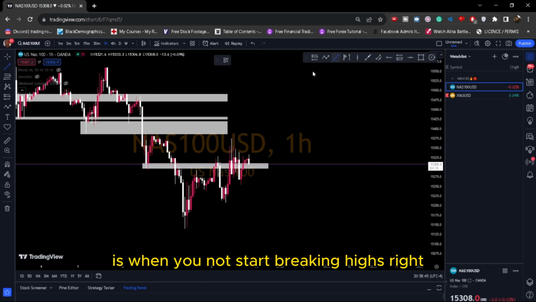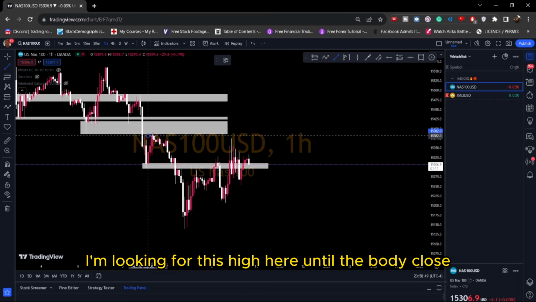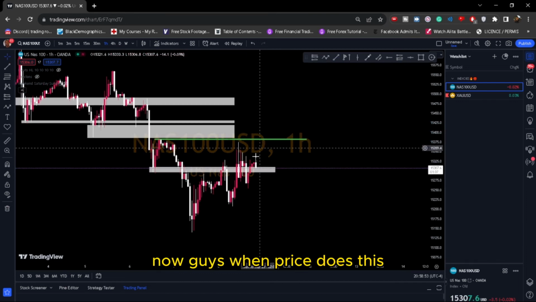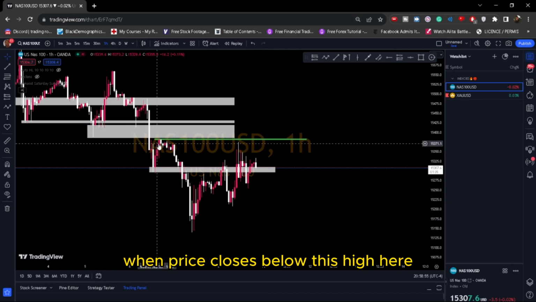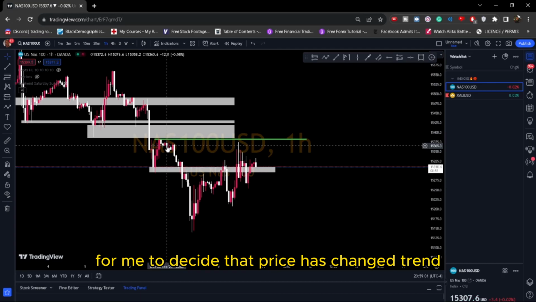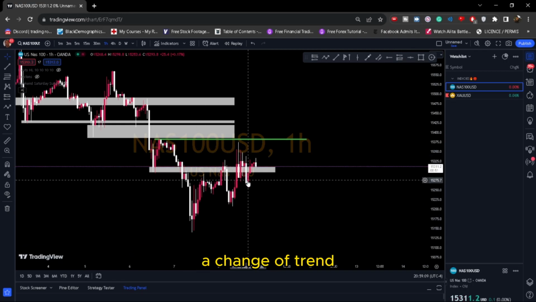it's when it starts breaking highs, right? So in this case, the highs here, me personally, I'm looking for this high here in terms of the body close. When price closes below this high here, because this is the high that I choose in the 1 hour time frame to decide that price has changed trend. For you guys, you might think this whole structure here is a change of trend, and that is okay. You feel me? It might work for you, it might not.